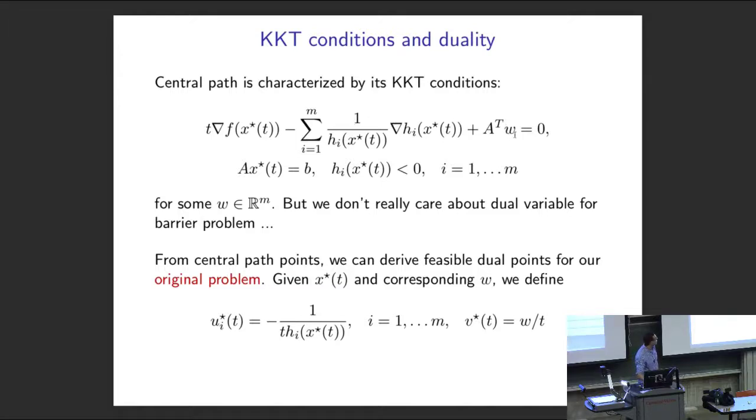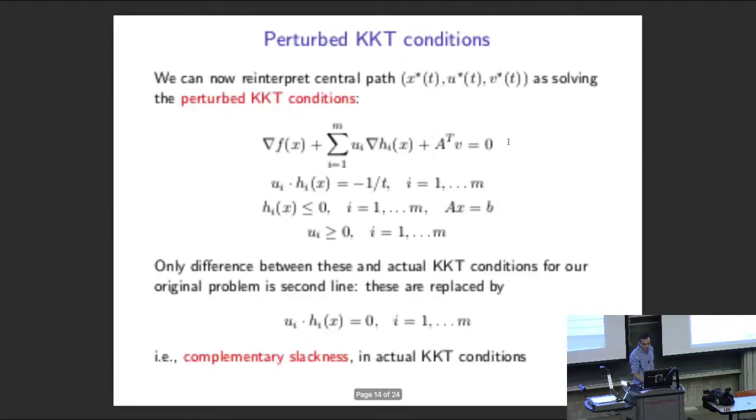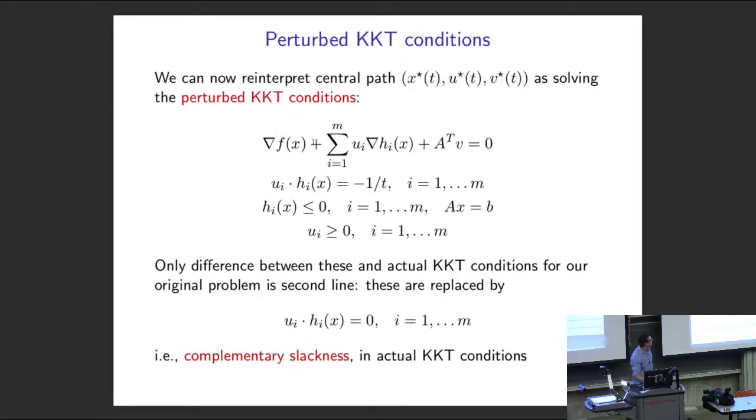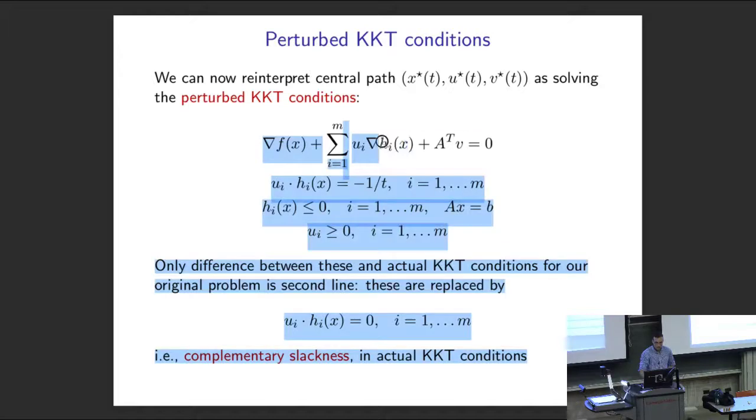And as well, I'm introducing the variable v to be w over t. With that, the stationary condition, as we've already seen, becomes this: grad of f of x plus the sum of u_i grad h_i of x plus A transpose v. What is this? Just once more, this is just stationarity for our original problem. So this is a familiar condition.